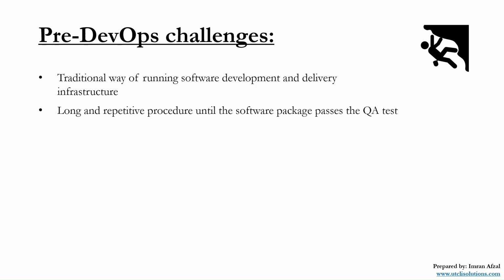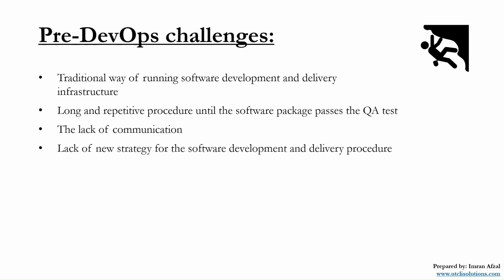There was a long and repetitive procedure until the software package passed the QA test, and that caused a lack of communication. And there was a lack of new strategy for the software development and delivery procedure. Because of all of that, there was a huge gap between the software development team and the IT operations team. And by the way, the development team consisted of developers or programmers, QA, or designers, and the operations team consisted of all the people who support the infrastructure or compute.